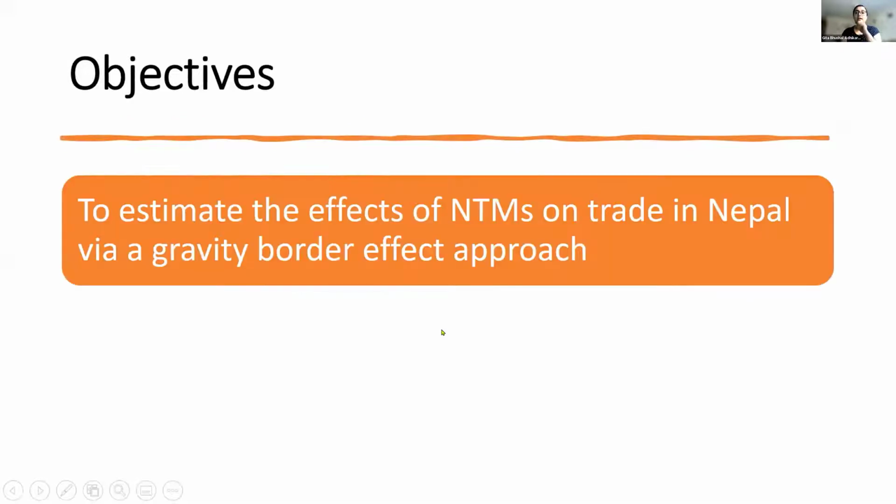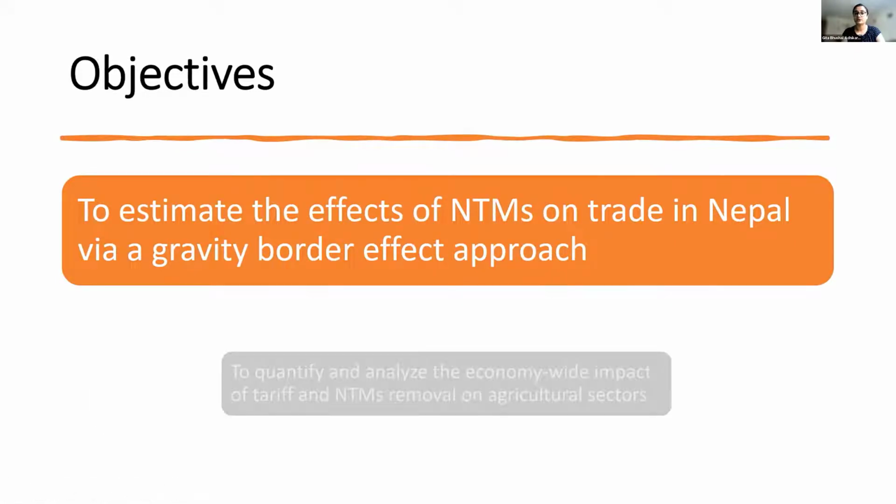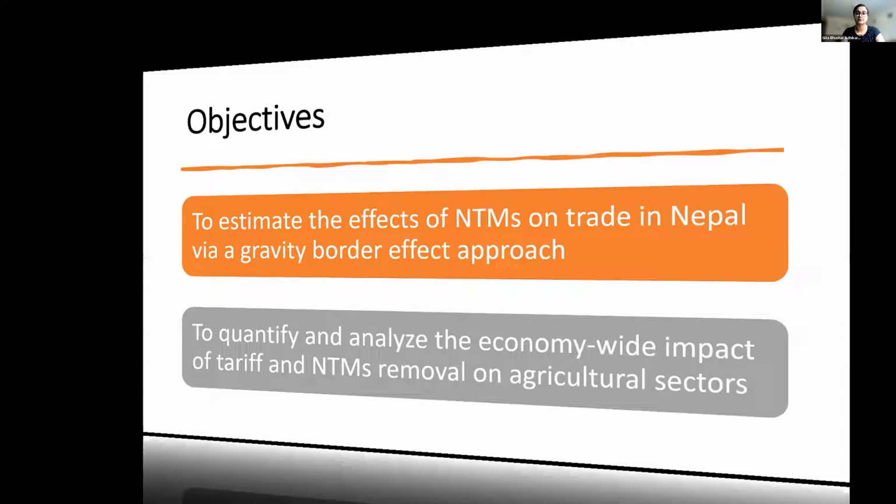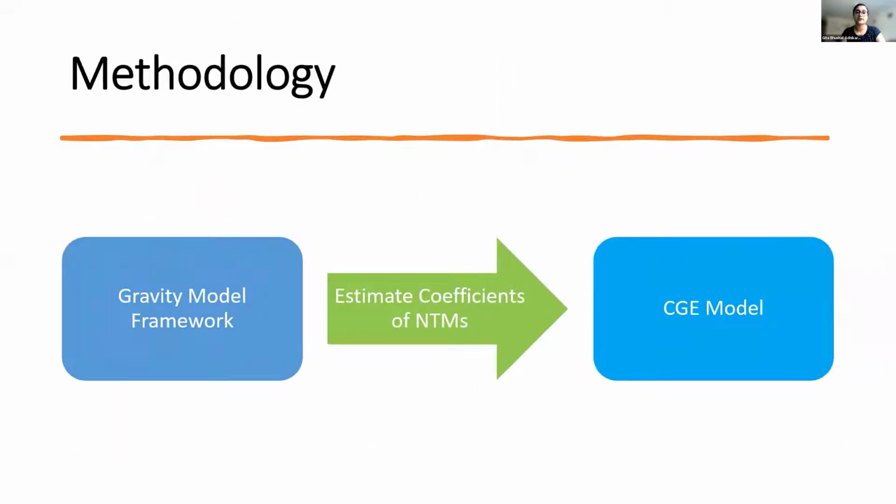So this study has estimated the effect of NTMs on trade in Nepal via a gravity border effect approach. And the second objective was to quantify and analyze the economy-wide impact of tariff and NTMs removal on agricultural sectors. So these were the methodologies I used in my study. The first one is the gravity model framework.